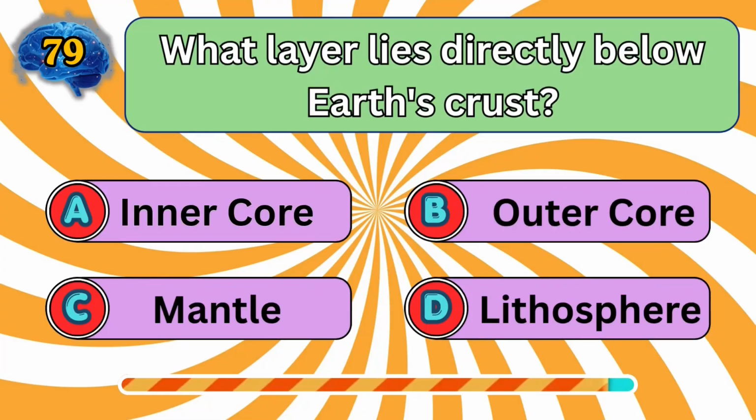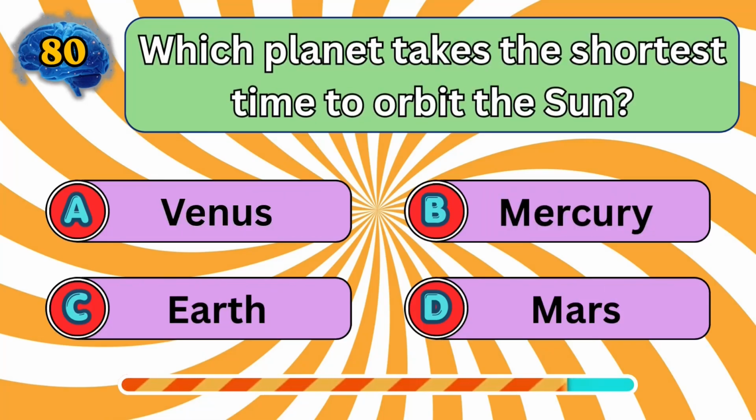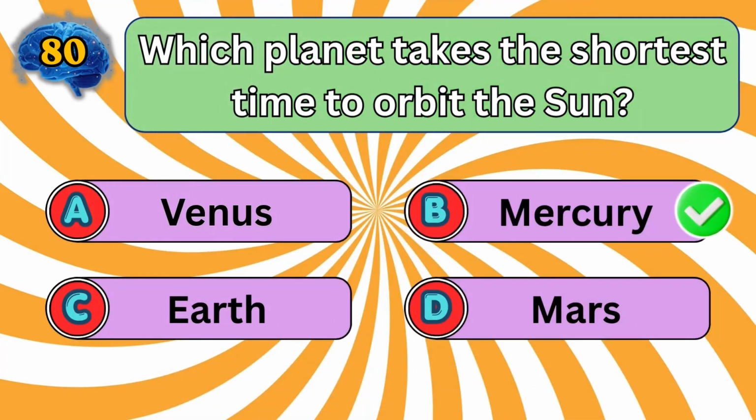What layer lies directly below Earth's crust? Inner core, outer core, mantle, lithosphere. Mantle. Which planet takes the shortest time to orbit the Sun? Venus, Mercury, Earth, Mars. Mercury.